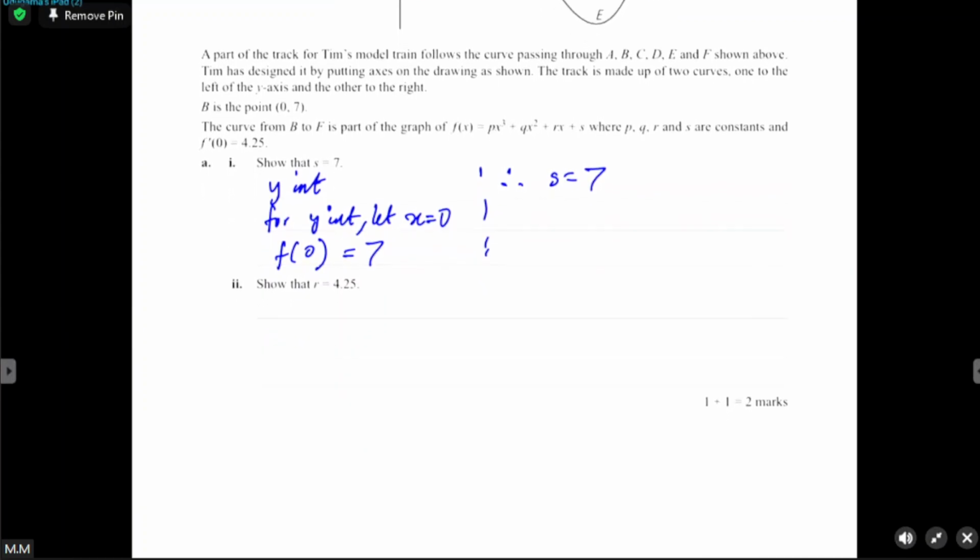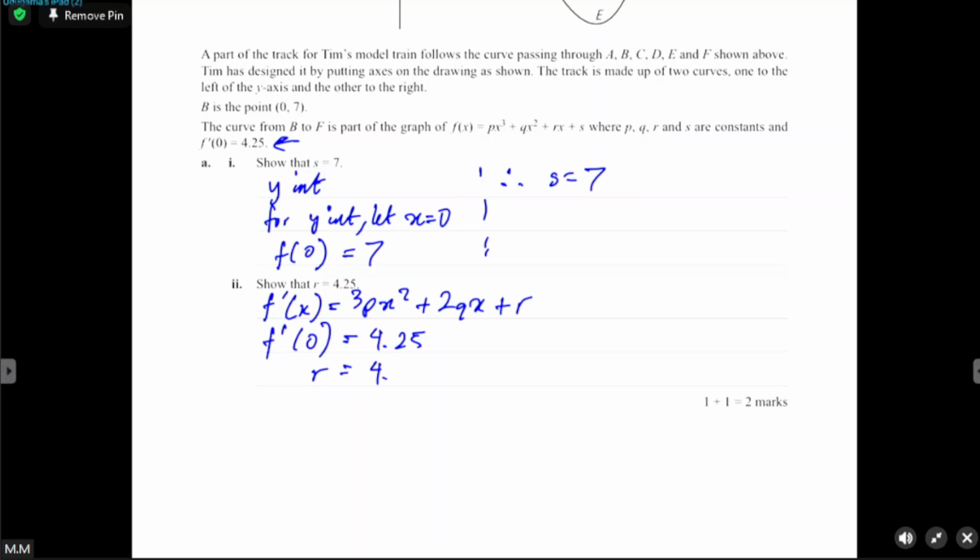So to find r, you know that f dash of 0 is equal to 4.25, so I'm going to differentiate f of x. So f dash of x is equal to 3px squared plus 2qx plus r. f dash of 0 is equal to 4.25. That means r has to be equal to 4.25.